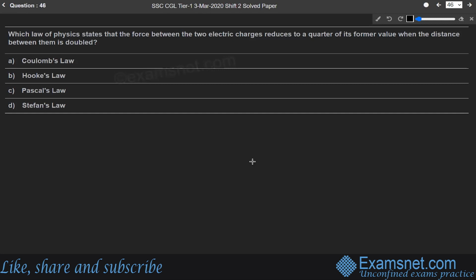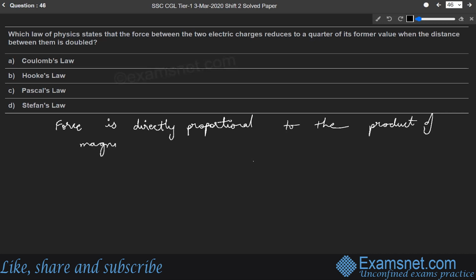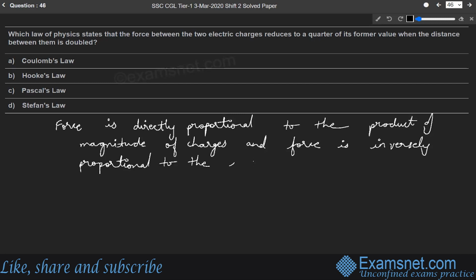Coulomb's law states that two stationary point charges attract or repel each other with a force that is directly proportional to the product of the magnitude of charges, and the force is inversely proportional to the square of the distance between them. So this is Coulomb's law.